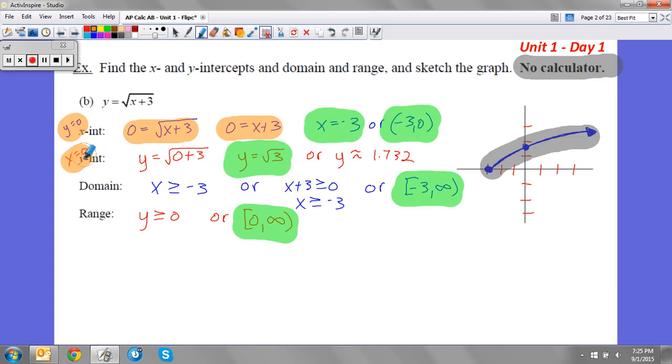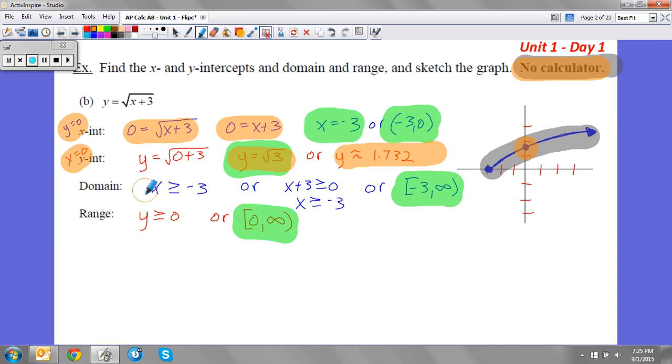So y-intercepts, again, the same strategy, x is equal to 0. That's the easier one. Just plug a 0 in, and you get y is equal to square root of 3. Now, I know it's a no calculator, but if you did have a calculator, this is that decimal equivalent. Now, I don't expect you to know that, but basically I'm just showing you so that it's scaled to graph.